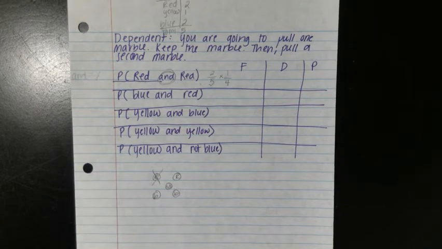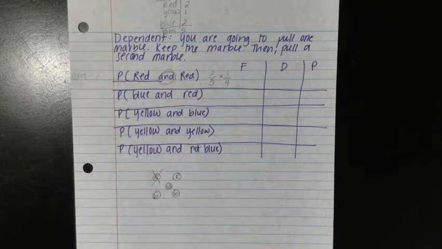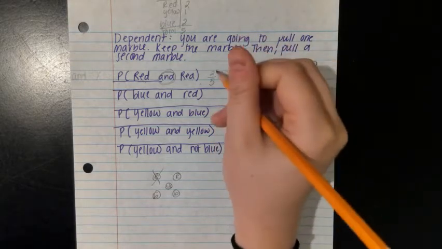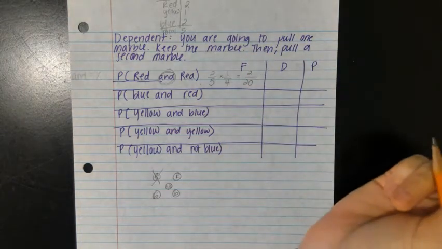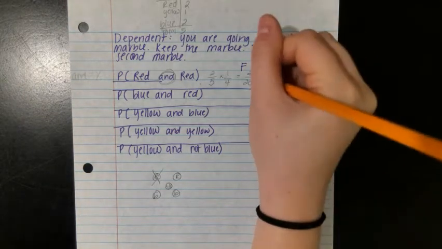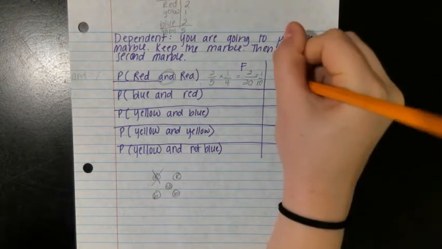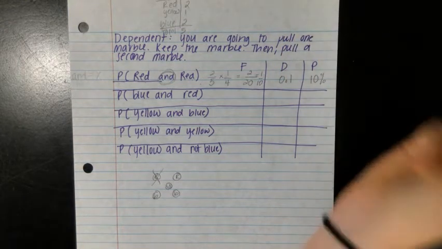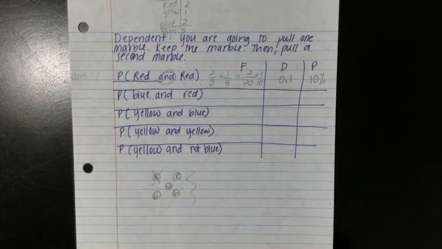That is the very tricky part. Dependent events are very tricky because you have to figure out what you pulled first and then what's left. But we're still going to go ahead and multiply. So 2 times 1 is 2 and 5 times 4 is 20. Now I can go ahead and simplify this. Divide both by 2. We'll get 1 out of 10. And what is 1/10 as a decimal? 0.1. And then what is that as a percent? 1/10 is 10%.